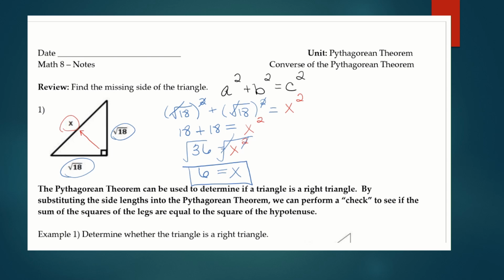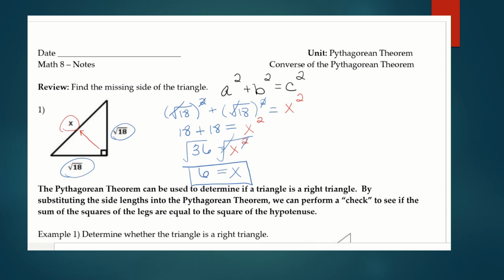So this is what we did last week. We applied the Pythagorean theorem to help us find missing side lengths of right triangles. Now today, we're going to do the converse of the Pythagorean theorem. Now converse basically means we're going to be switching the narrative a little bit.